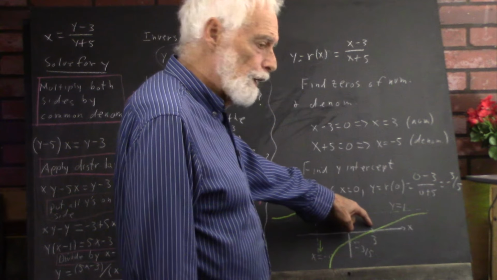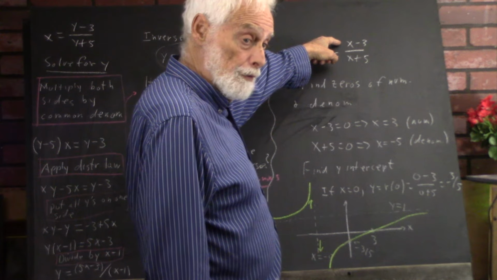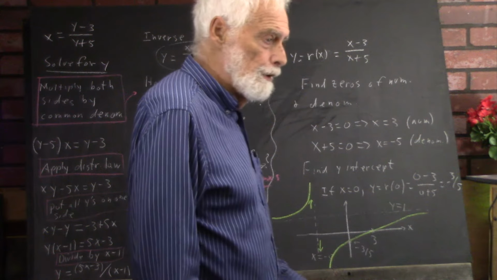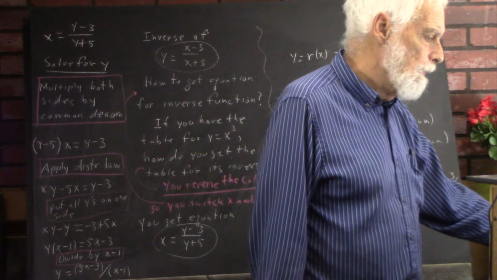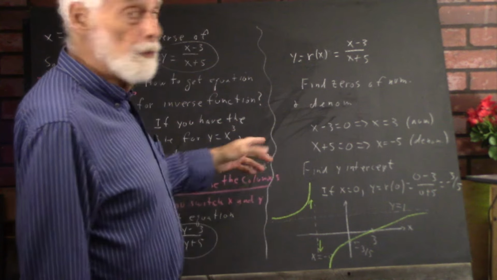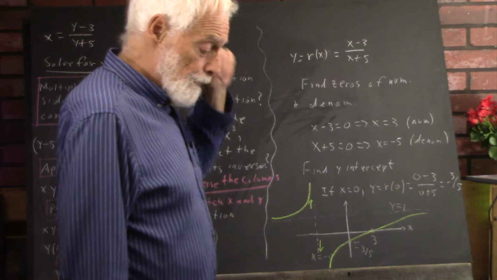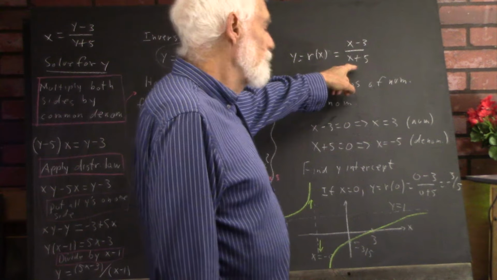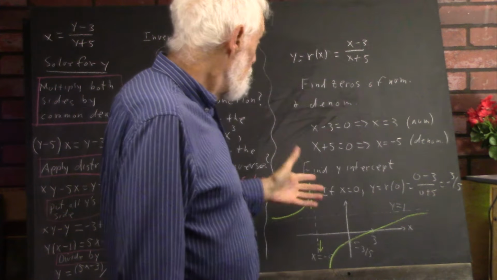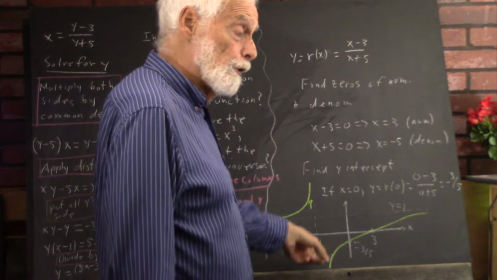We go through the x-axis when the function is 0, and that occurs when the numerator is 0. If the numerator is 0 and the denominator isn't, then the function is going to be 0. Then we find the zeros of the denominator. When the denominator is 0, the division is undefined, so there's no point at x equals negative 5.